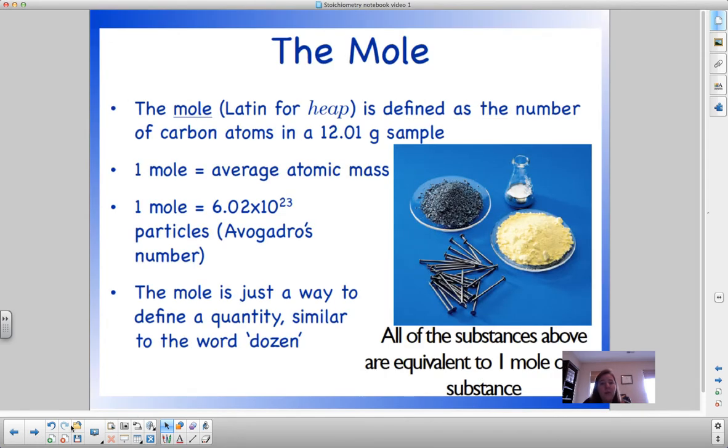Okay, so this first idea, I want to make sure that we go back in time a little bit about the mole. And if you recall correctly, the mole is just how we count things in chemistry. Okay, so the mole is equal to the average atomic mass of something. And so that's going to help us whenever we're getting our formula mass of something.